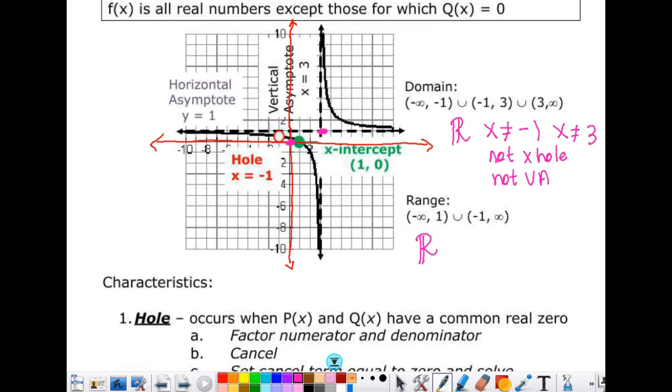Then the range, you could say it's all real numbers. It's really not the y of the hole, but they didn't tell us what the y of that hole is. But it's also not the horizontal asymptote. It jumps over the horizontal asymptote. The horizontal asymptote is where? Y equals 1. So make sure you put the not equal to sign.